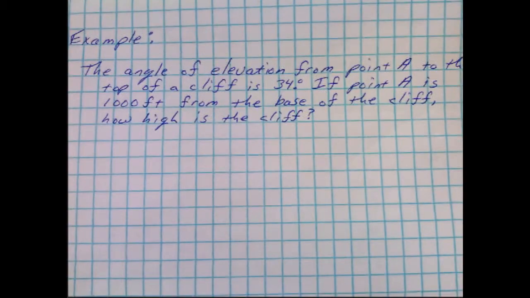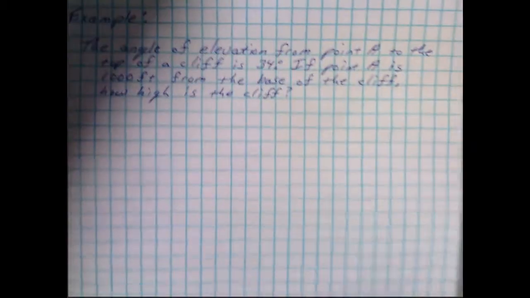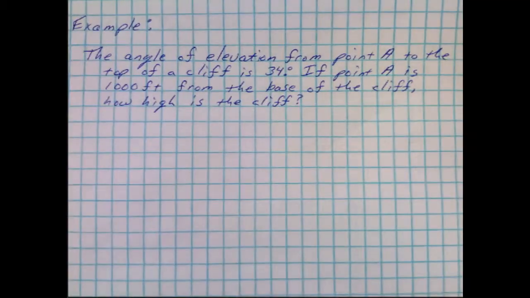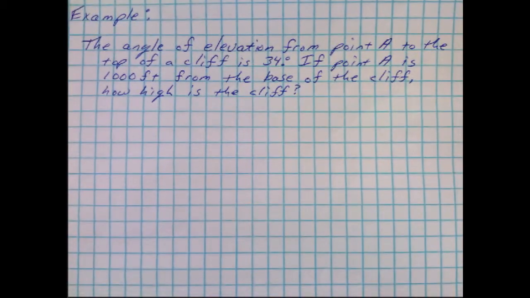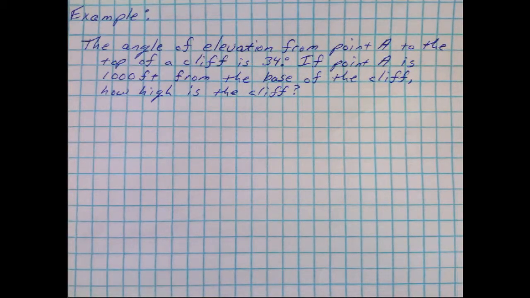Alright, let's do one more. This time we have a word problem. We pull up a little bit so we can see the whole word problem at once. The angle of elevation from point A to the top of a cliff is 34 degrees. If point A is 1,000 feet from the base of the cliff, how high is the cliff?